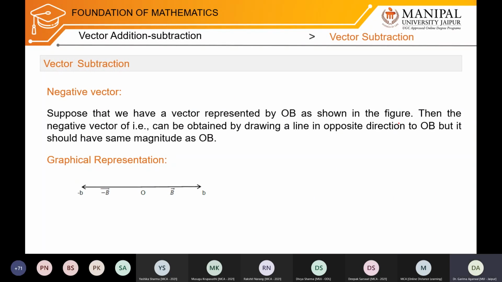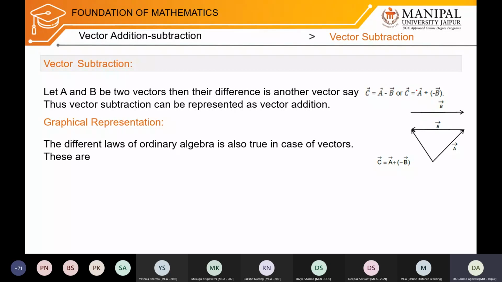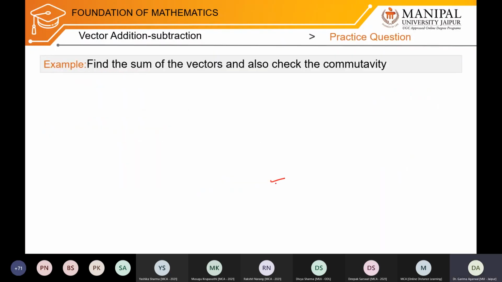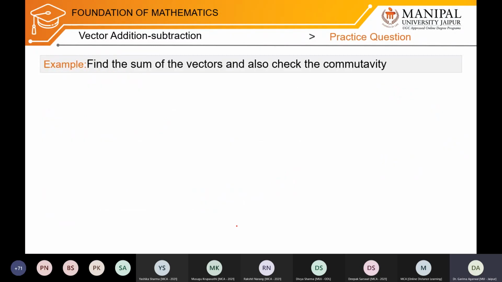Then vector subtraction. Similarly, we can subtract the vectors. This is the graphical representation. We have two vectors OB and O minus B, right? One is given by vector B, and one is given by minus vector B. So let's say I have two vectors, vector A and vector B. The resultant vector will be A minus B. Clear? Vector addition is commutative as well as associative. Vector addition satisfies both these properties, but vector subtraction is not commutative.